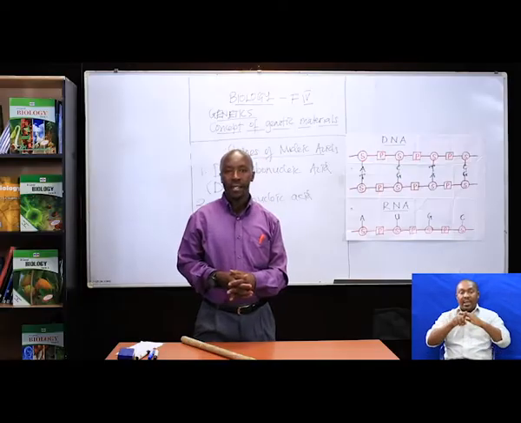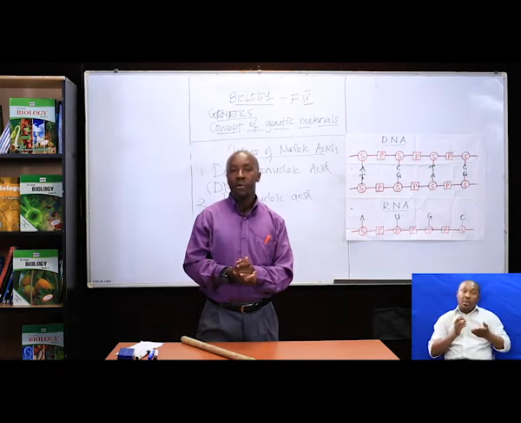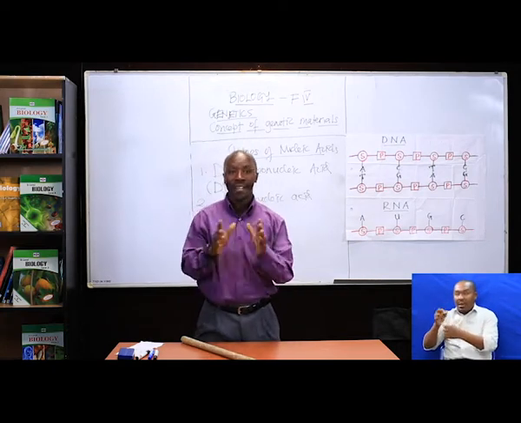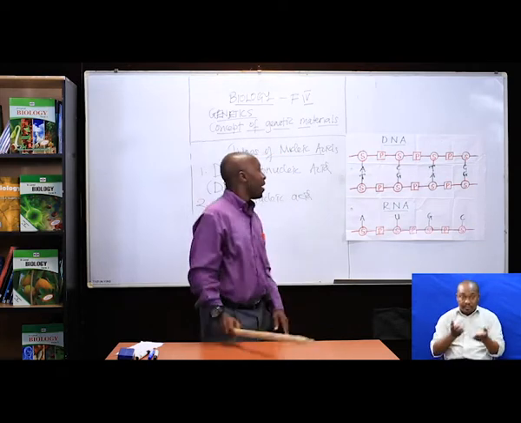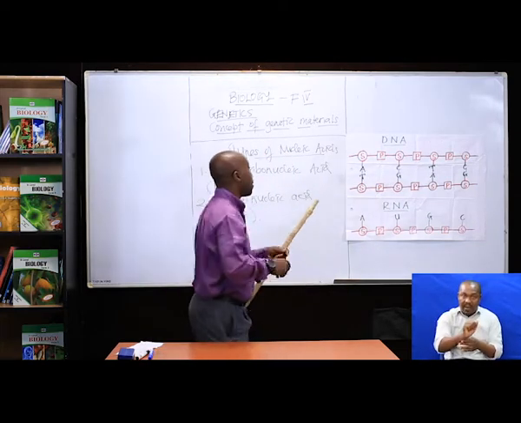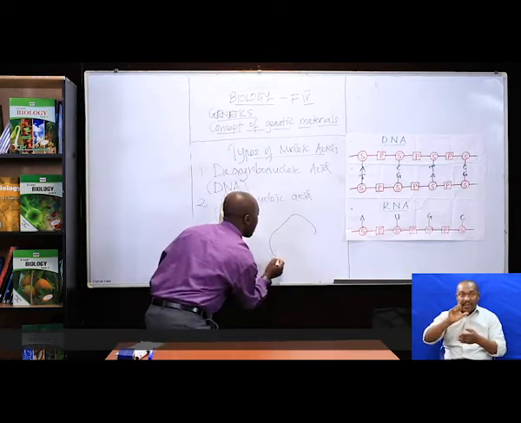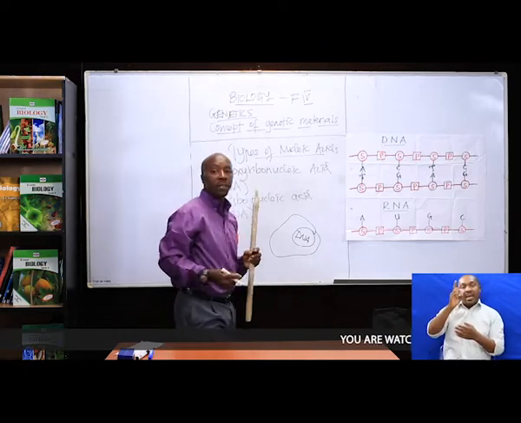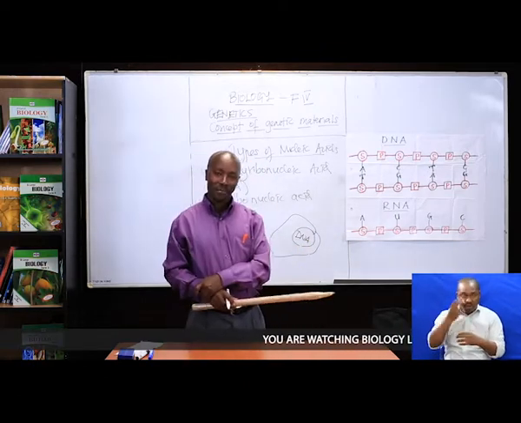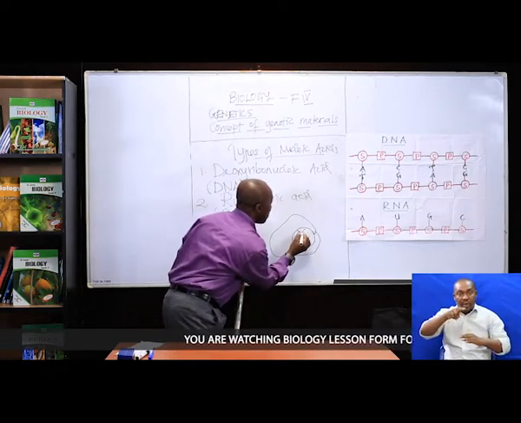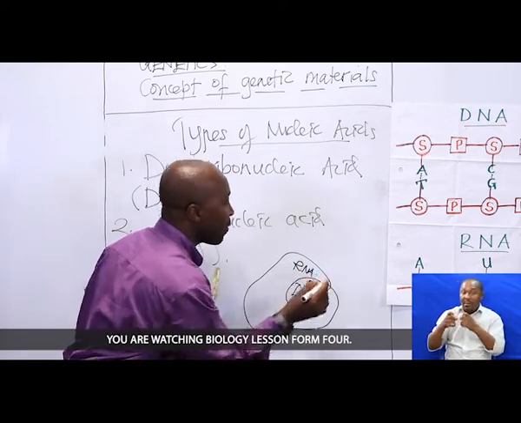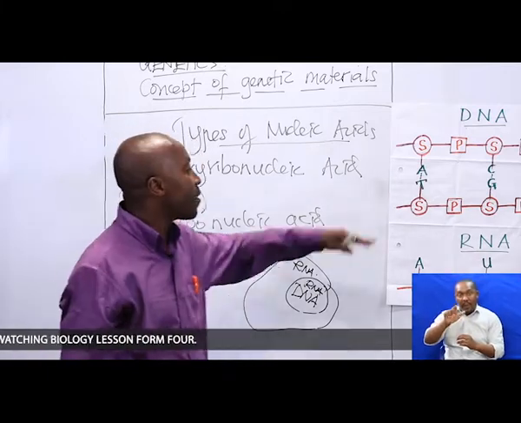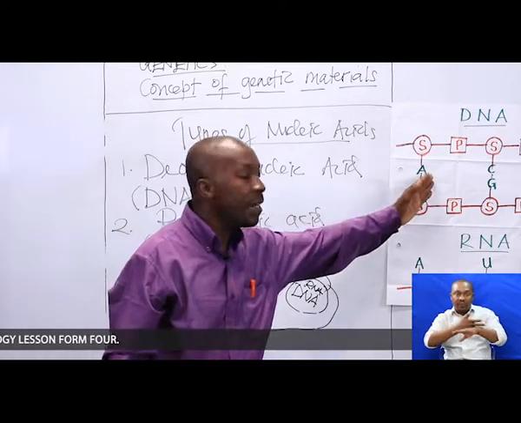Another difference, my dear student, is the position or location. Where can we find DNA in the cell, and where can we find RNA in the cell? Well, my dear student, if you draw the cell, let's say this is a cell, and this is the nucleus of the cell. DNA is always found only in the nucleus of the cell, while RNA can be found in the nucleus, and also in the cytoplasm of the cell. So, mind you, my dear student, there are so many differences between DNA and RNA.